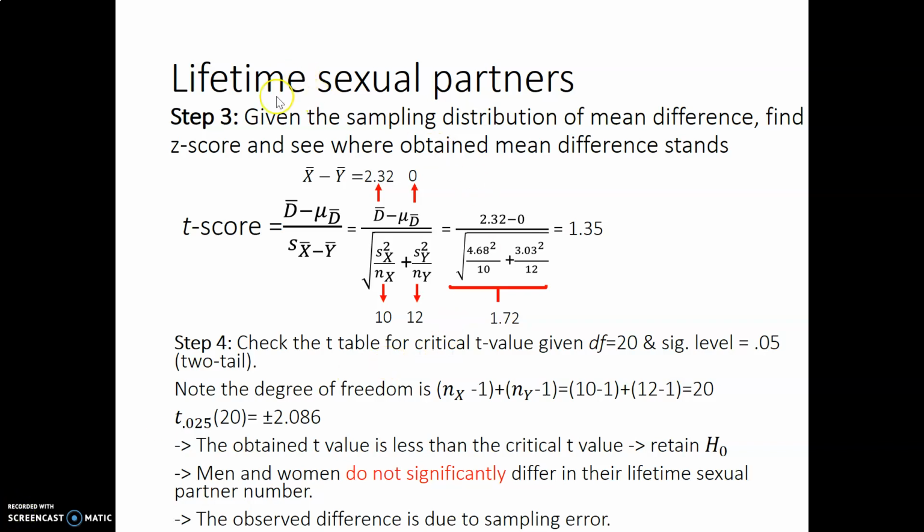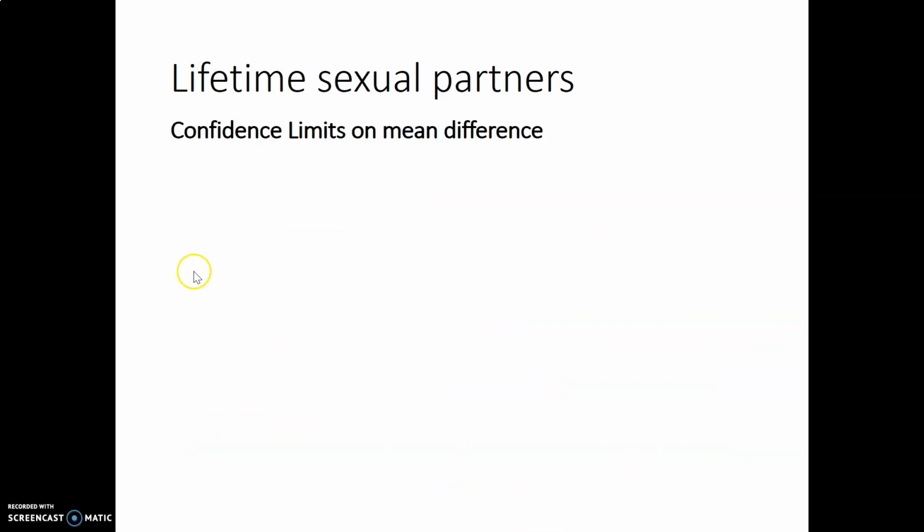So that is the whole procedure of how we do an independent t-test, where we want to compare two separate samples or two separate groups, their means, to see whether there is a significant or true difference between these two separate samples. And the last step is to calculate the confidence limits. We want to know the true difference between men and women in their sexual partner number based on the information we have from these two samples.